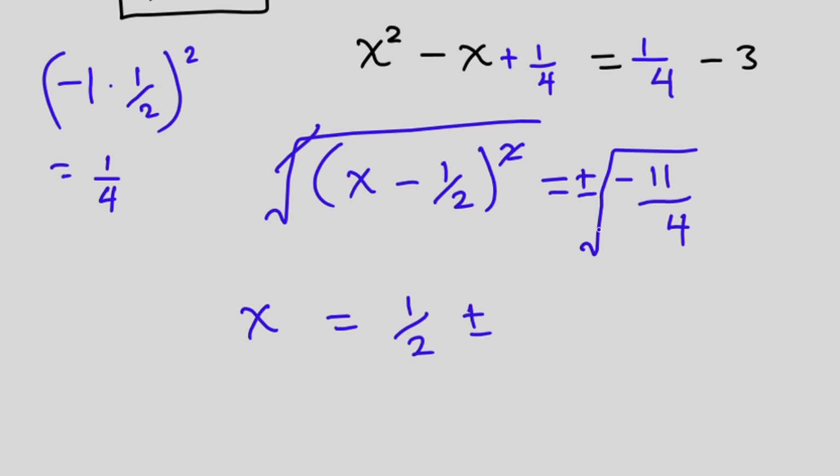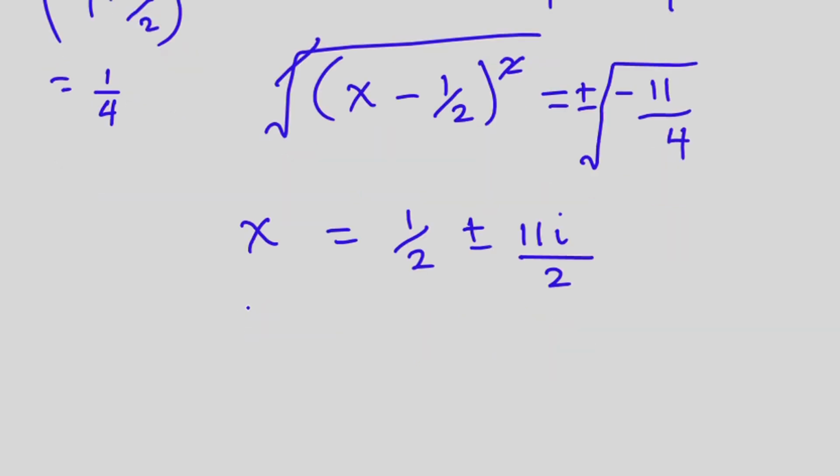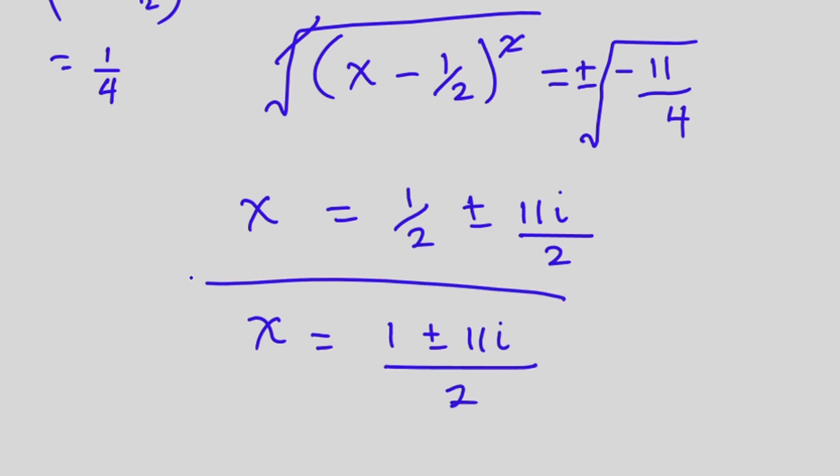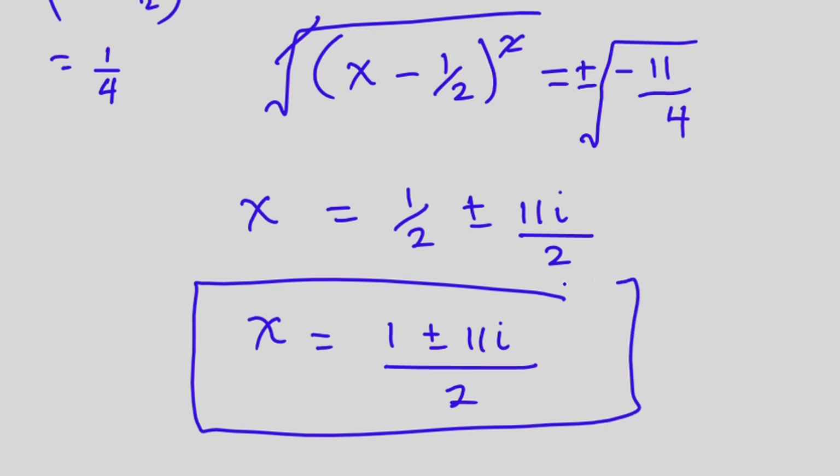then plus or minus. We can write this as square root of negative 11, which of course is 11i divided by square root of 4, which is 2. And we can combine this as x is equal to 1 plus or minus 11i all divided by 2. So these are the two complex solutions that we have, just like that.